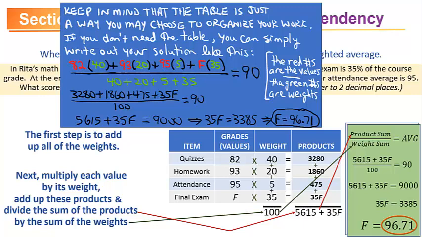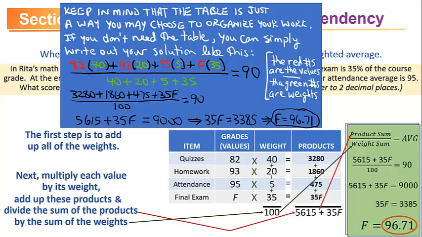The red numbers are the values. Those are the actual grades that Rita made. The green numbers are the weights. So in the denominator of the fraction, you always sum up the weights. In the numerator, it's the sum of the products. You take each weight times the score that the student actually made, take those products, add them up, and that gives you the weighted average.